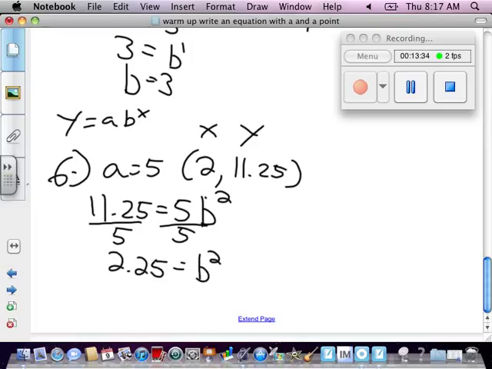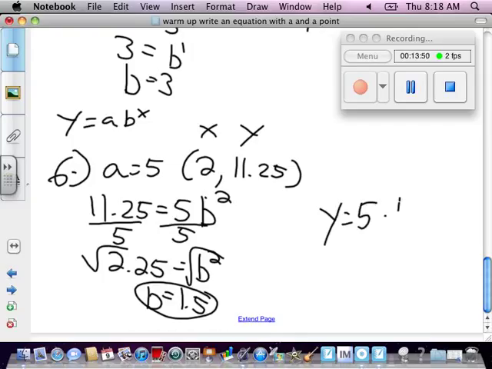What is my second step? Square root it. Good. You guys got it. So b equals 1.5. What is my last step? You just plug it in. So you got a question, ladies? You're good? Okay. Let's move to the graph.